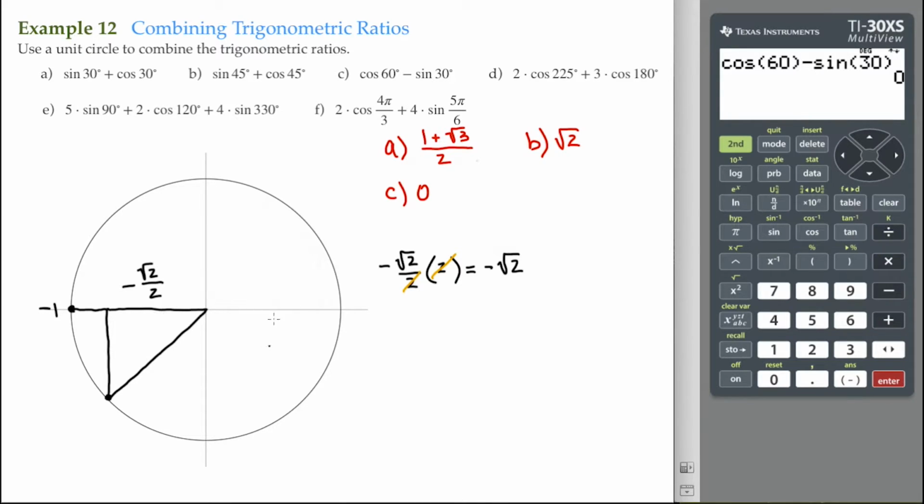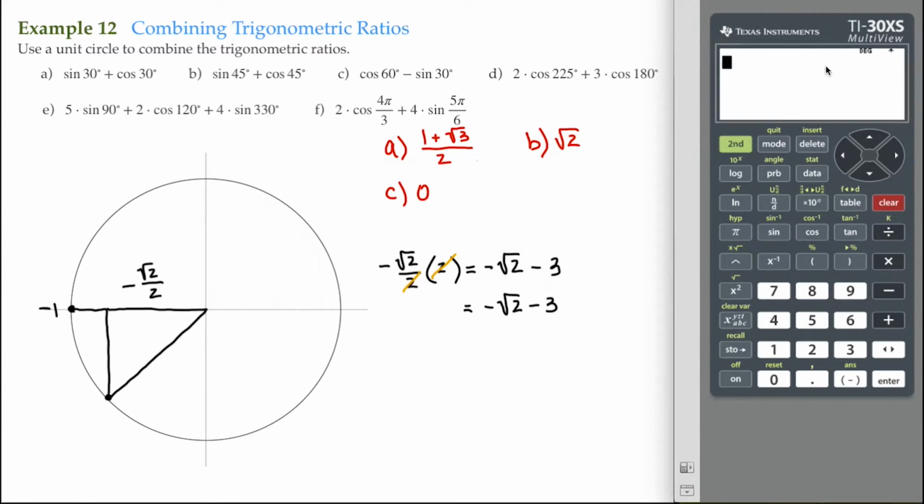Don't forget we're going back. This is a unit circle. It has a radius of 1. We are going back. That's negative 1. But then 3 times the cosine of 180 degrees, and the cosine of 180 degrees is negative 1. So 3 times negative 1, that's negative 3. So you have negative root 2 minus 3.